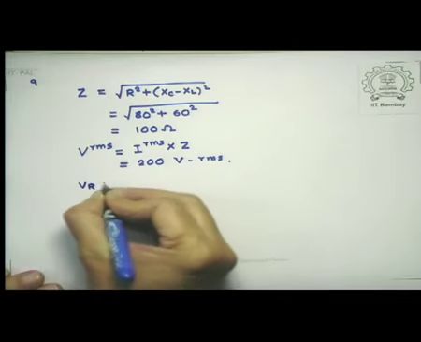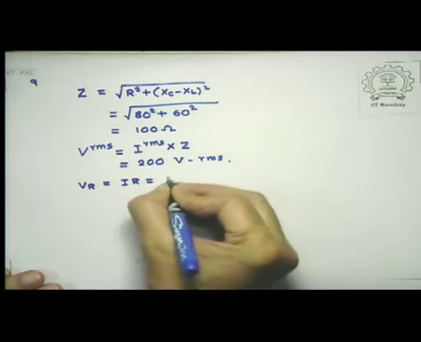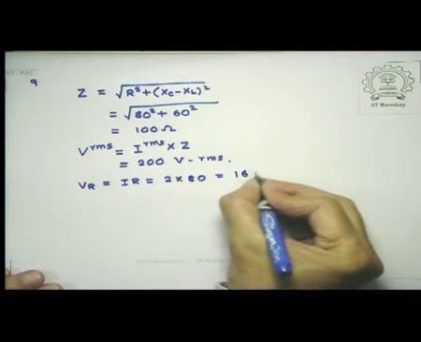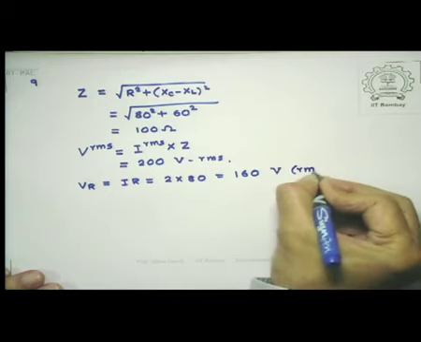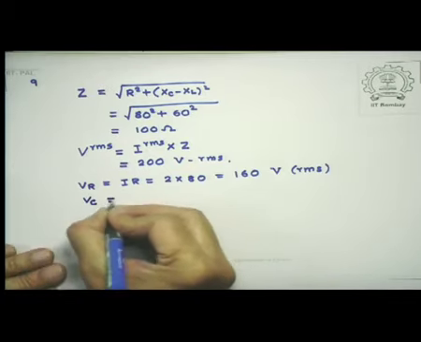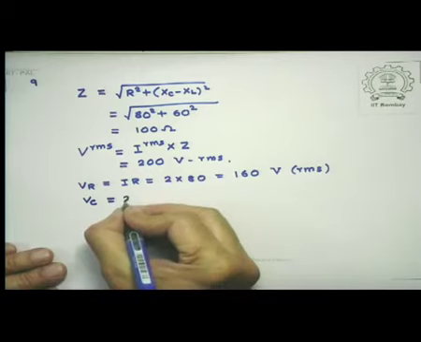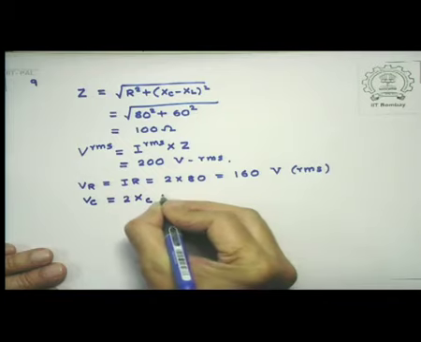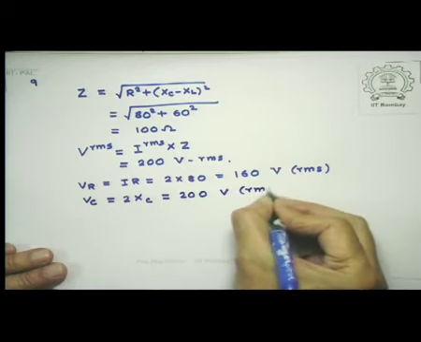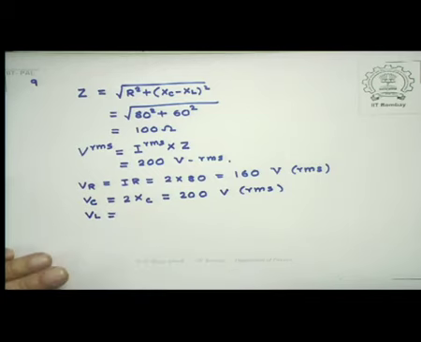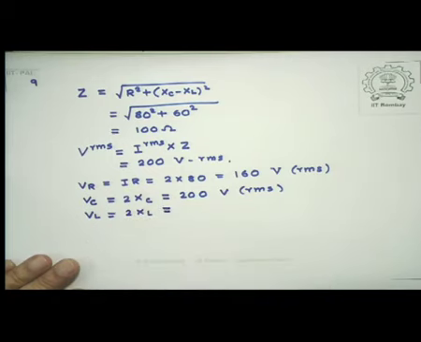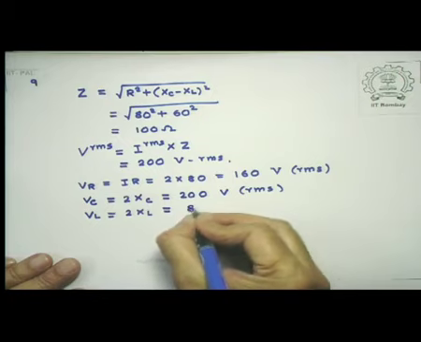So resistance drop is just I times R, which is 2 into 80, that's equal to 160 volts. But remember, all these are RMS voltage. If you want peak, you have to multiply by square root of 2. The capacitive voltage, that is voltage drop across the capacitor, is 2, that is the current, times Xc. We calculated the Xc to be 100, so this is equal to 200 volt RMS, and VL, that is the voltage drop across the inductor, which is 2 times XL, and we calculated XL to be 40, so therefore 40 into 2, so it is 80 volt RMS.